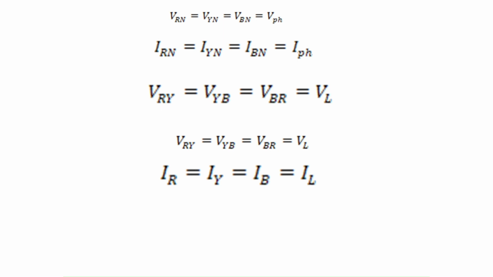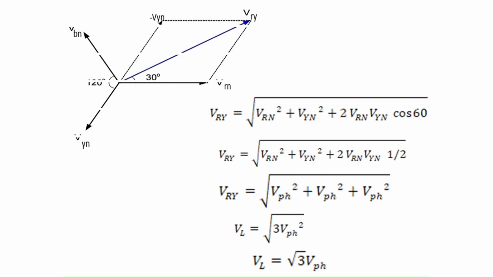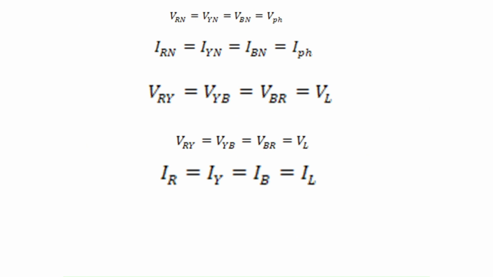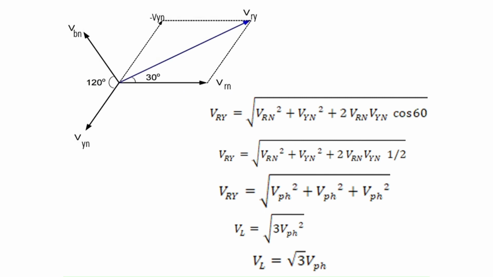Therefore, IL is equal to I phase. By considering the equation VRY equals VRN minus VYN, we can draw the phasor diagram. By considering the parallelogram law, we can derive the value of VRY, which is equal to the square root of VRN square plus VYN square plus 2 VRN VYN cos 60. By solving this equation, we can find VRY is equal to root 3 times V phase.